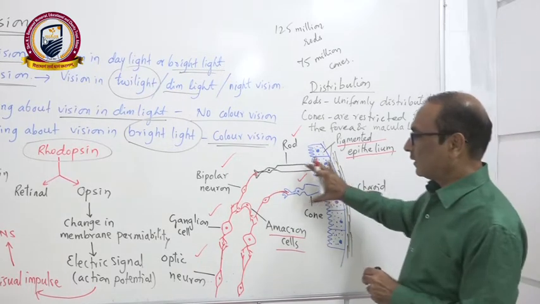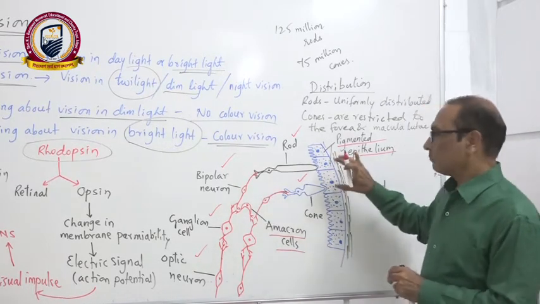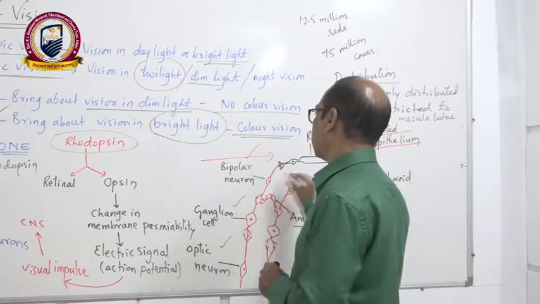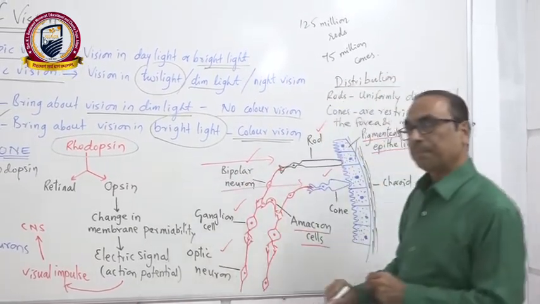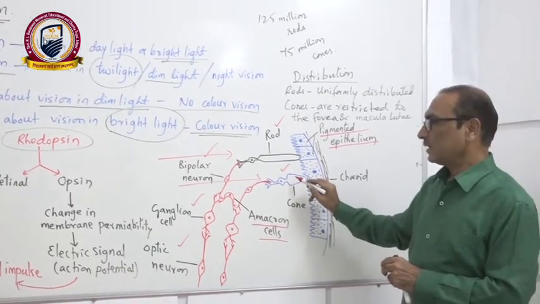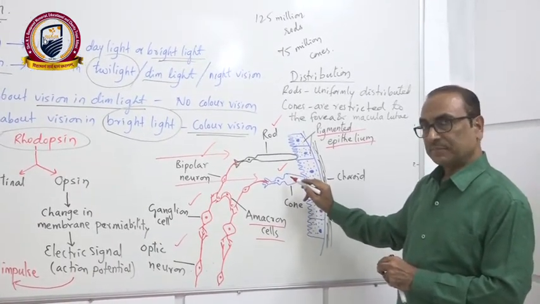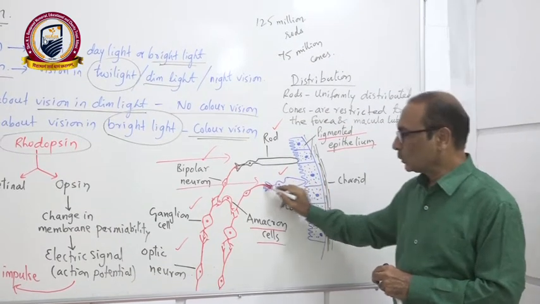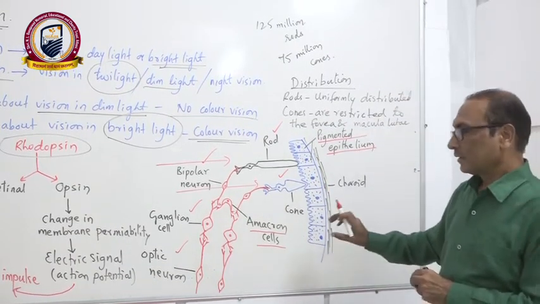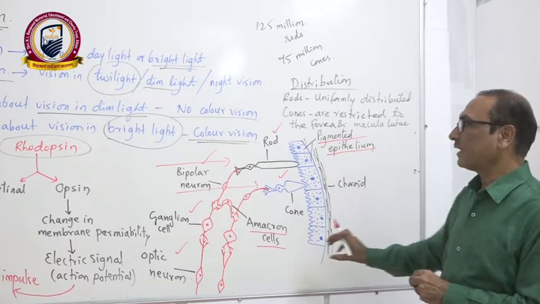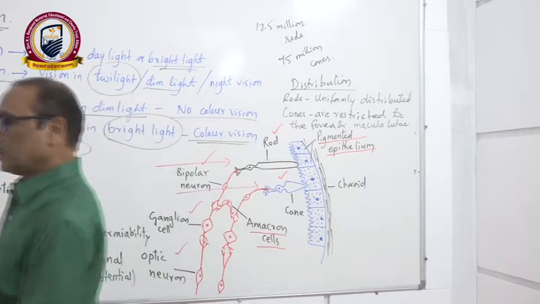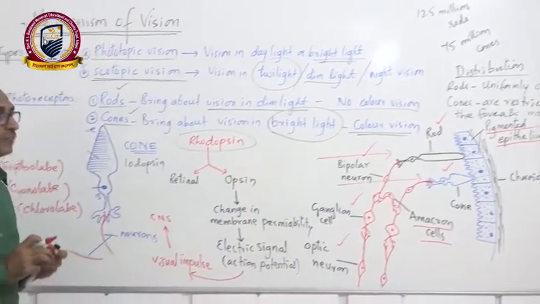In this way, the excited rods and cones, when they are stimulated by the light falling on them, will send the sensory impulses, visual impulses, through these neurons and ultimately reach the optic nerve, and the optic nerve carries it to the central nervous system for further analysis and processing of the vision.